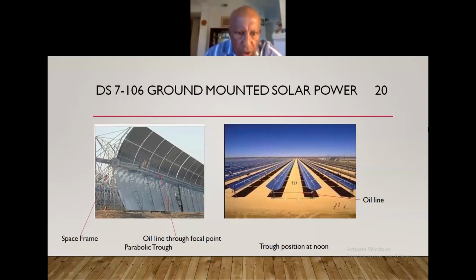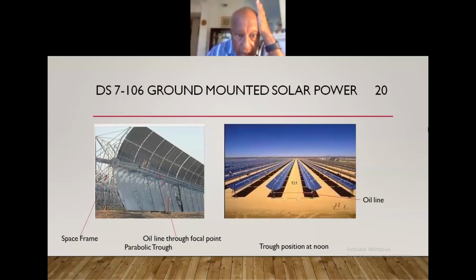These are called solar troughs. This has got a parabolic shape. This is a parabola, actually. It's metallic, relatively light, and has a reflective coating on the surface. Being a parabola, the hot oil line, this is the heat transfer oil, is located right at the focal point of the parabola so that it can concentrate all the solar energy onto the oil.